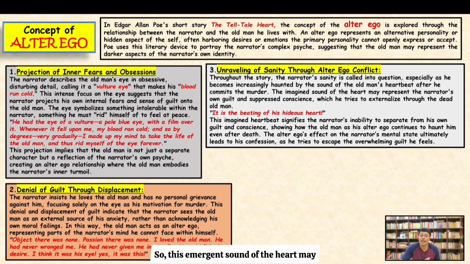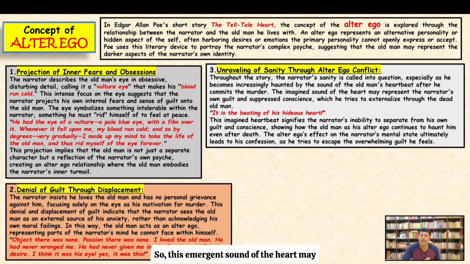Textual example is here, and the final explanation is that the narrator's nightly visits to observe the old man's eye underscore his attempt to exert control over it. However, this attempt ultimately reveals his lack of control over his own thoughts and emotions. The vulture eye basically torments the narrator.